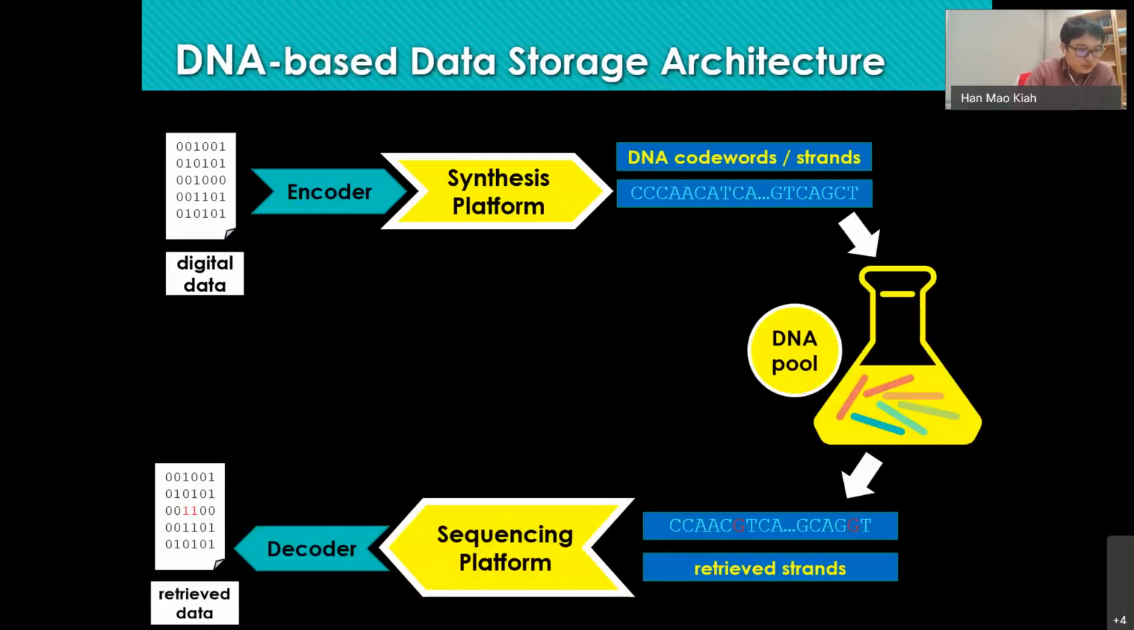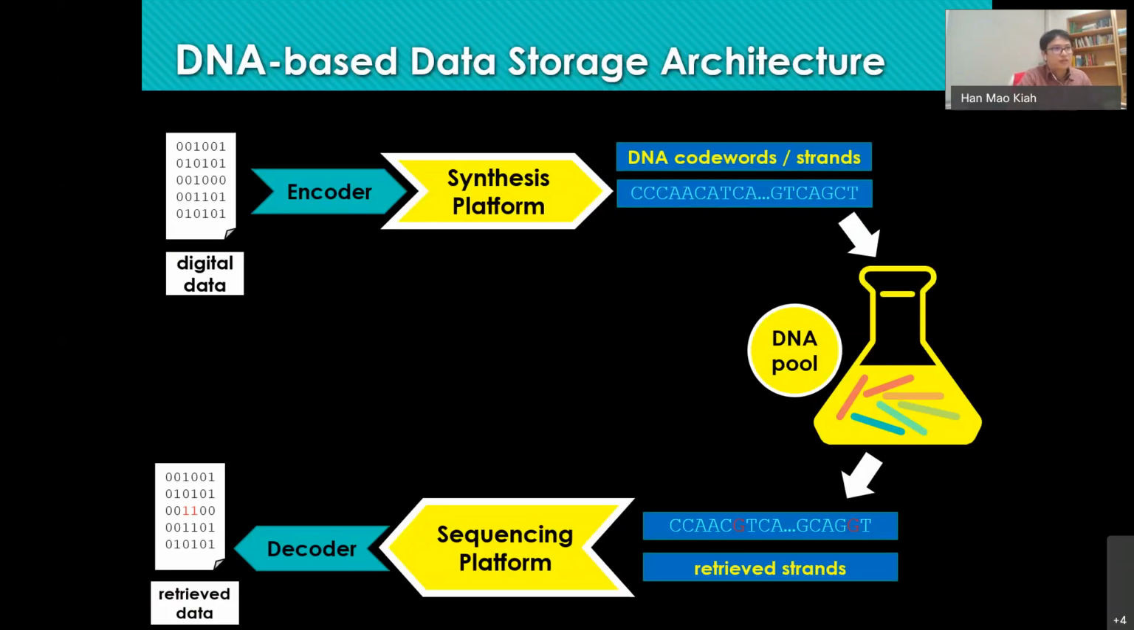And what we will do is to convert them into DNA codewords and use a machine called a synthesis platform to create DNA strands. After that, we will store them in some storage media. Typically what we put them in is a DNA pool, which is usually a test tube. Then when we want to read them in the future, we'll take them out and pass them through what I call a sequencer and invert our encoding process to retrieve the data.